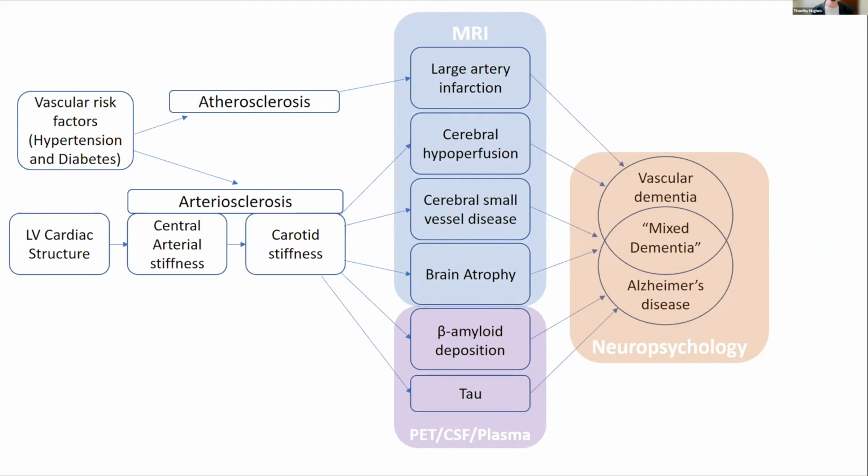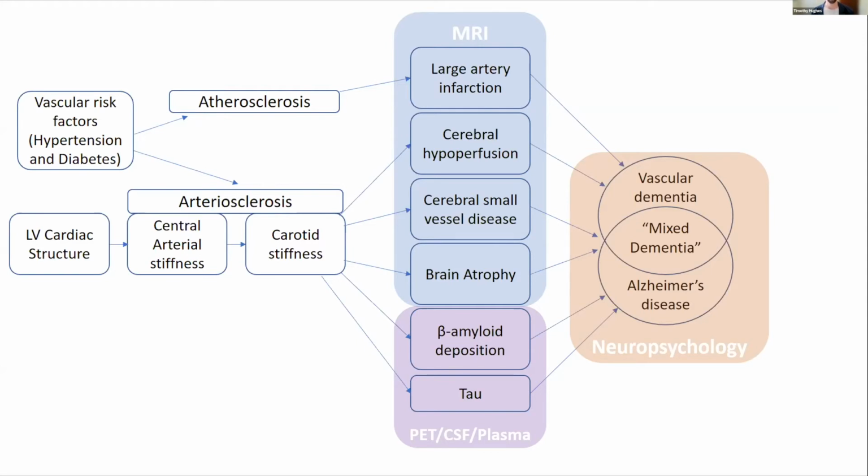And these can include large artery infarction, pushing individuals more towards vascular dementia, evidence of small vessel disease that contributes to mixed dementias and Alzheimer's disease. And then, of course, the hallmarks of Alzheimer's disease, amyloid and tau. One of the things that we are particularly interested in is studying the pathways that lead to developing structural abnormalities in the brain and how vascular disorders contribute to that through the development of atherosclerosis or arteriosclerosis in the brain.